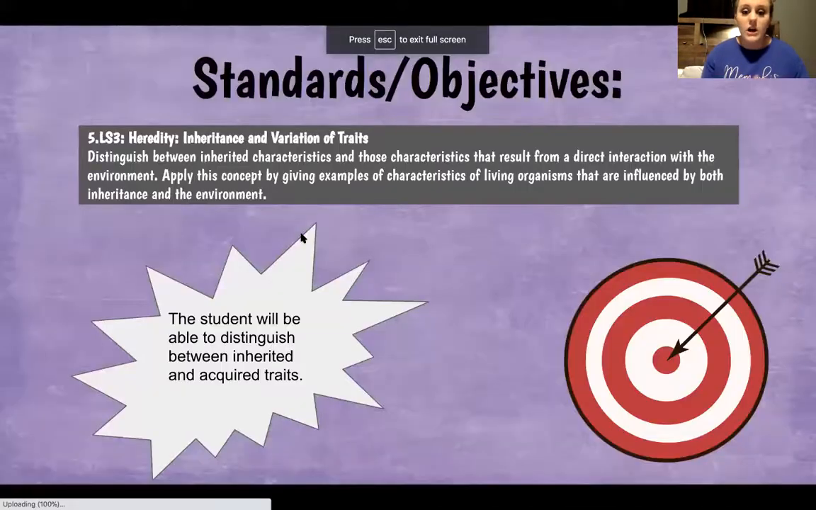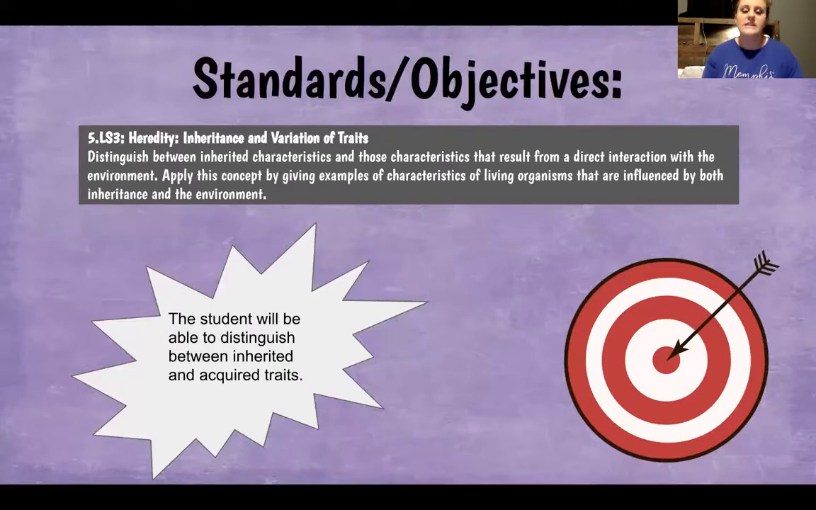All right, so these are our standards and our objectives. Our standard is heredity, inheritance, and variation of traits. We're going to distinguish between inherited characteristics and those characteristics that result from a direct interaction with the environment. Apply this concept by giving examples of characteristics of living organisms that are influenced by both inheritance and the environment.